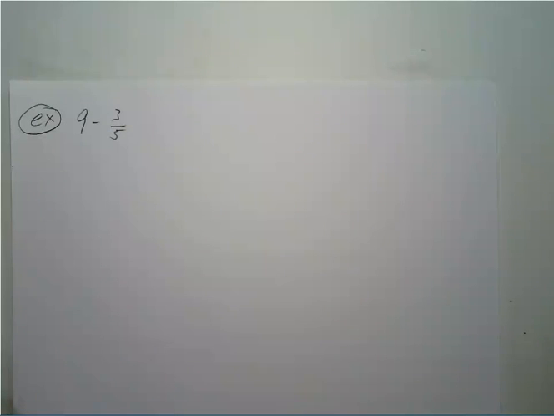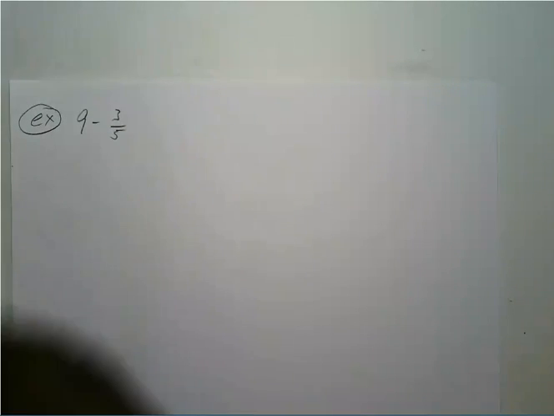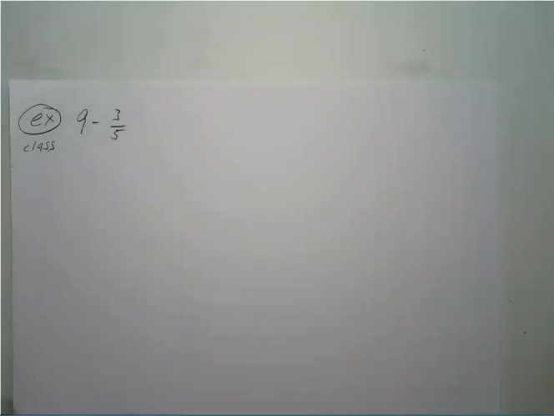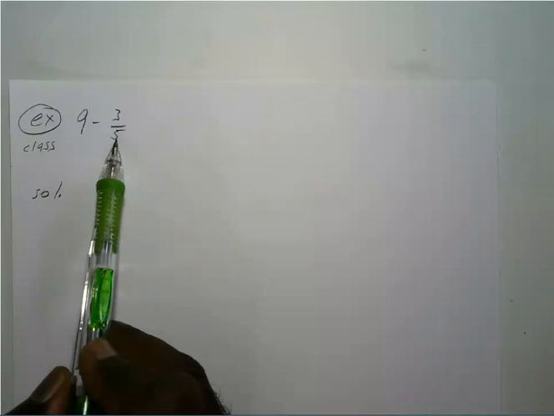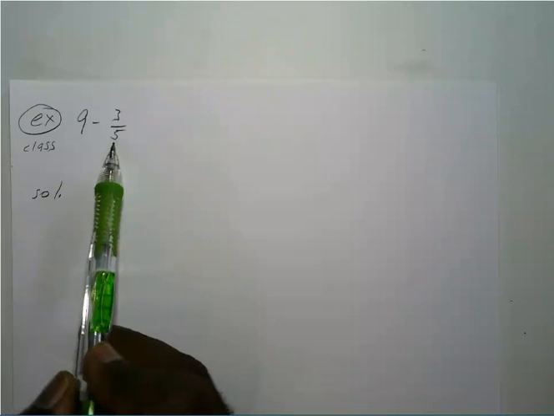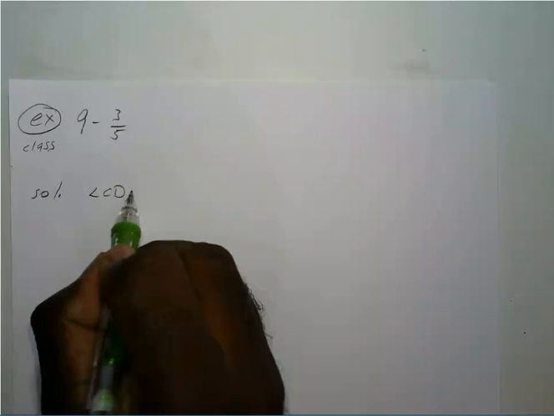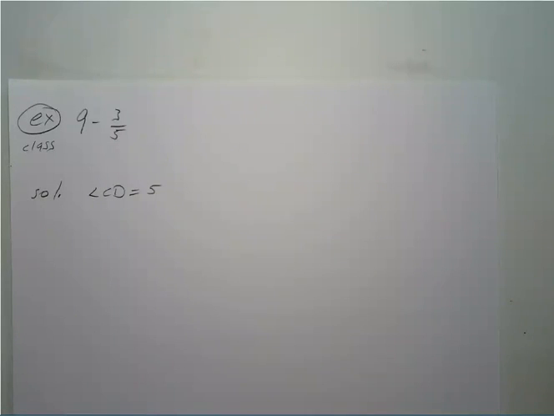All right, so let's say for this example we have 9 minus 3 over 5. What I want you to do is press pause and try to work this one out on your own. All right, so assuming you've pressed pause and worked it out, remember you have a whole number and a fraction. When you only have one denominator, you know your least common denominator is that denominator, in this case 5.